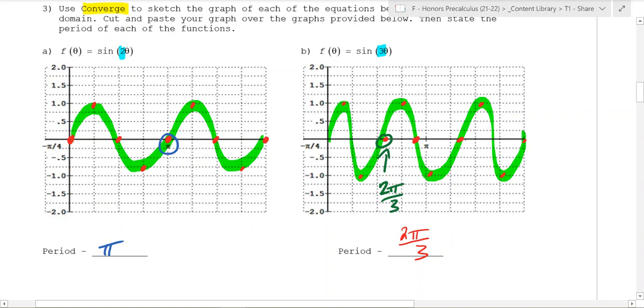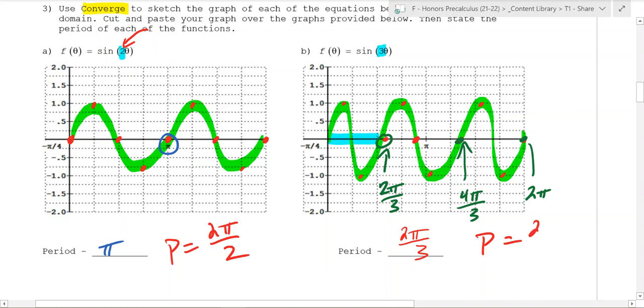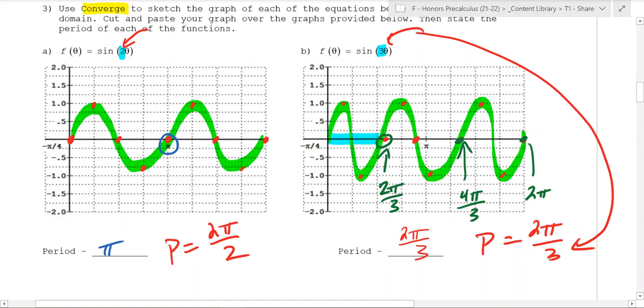So you can use Desmos to figure this out. Then that one is going to be 4 pi over 3, and this right here is 2 pi. So it takes this distance right here, 2 pi over 3, to be one period. So how did we get them? Well, you might have guessed, if this is 2, the period is going to be 2 pi over 2, and the period over here is 2 pi over 3. That's where that 3 comes from. So it's always going to be 2 pi over what's in front of the theta.